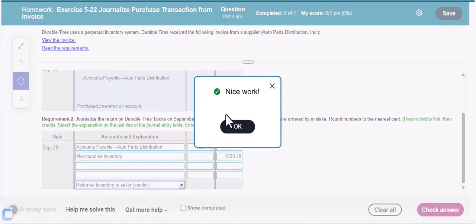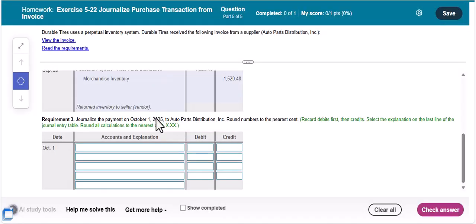Nice work. All right, so now for requirement 3, journalize the payment on October 1st, 2025 to Auto Parts Distribution, Inc. That is that seller, again, that sold to us. So round numbers to the nearest cent. Record debits first, then credits. Select the explanation on the last line of the journal entry table. Round all calculations to the nearest cent.